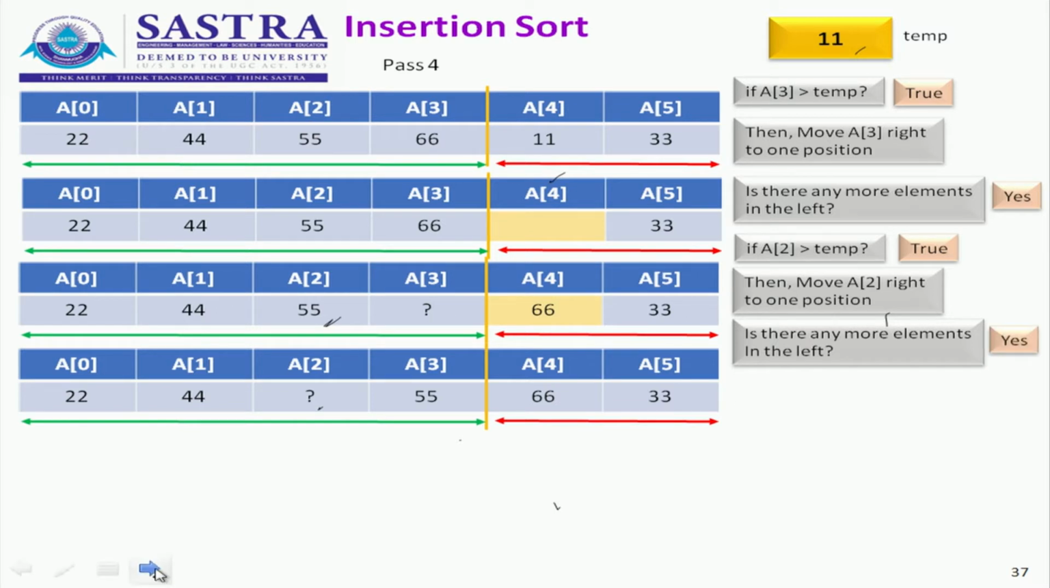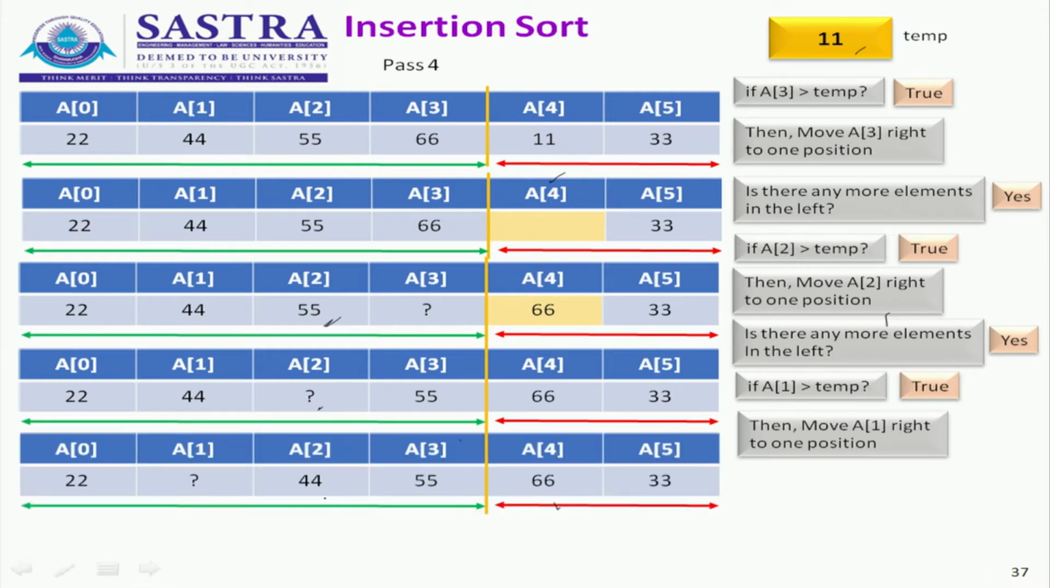We have to check A of 1 with the temp. A of 1 is 44, your temp is 11. You are comparing your A of 1 with the temp. 44 is greater. As it is greater, we have to move that 44 one step right. When you move it, you will get it like this. So A of 2 will be stored as 44. Your A of 1 is still a question mark.